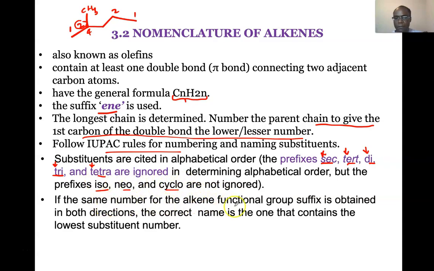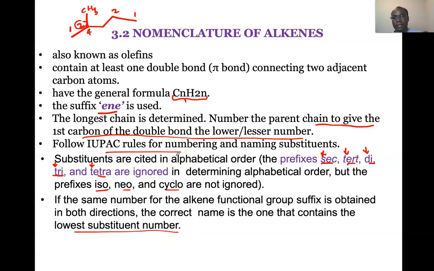If the same number for the alkene functional group suffix is obtained in either direction, then we give the correct name which contains the lowest substituent number. If the substituent numbers are not helping, maybe there's a tie, then we use the alphabet rule. For example, E for ethyl and M for methyl. So I've said too much, but let's now practice.